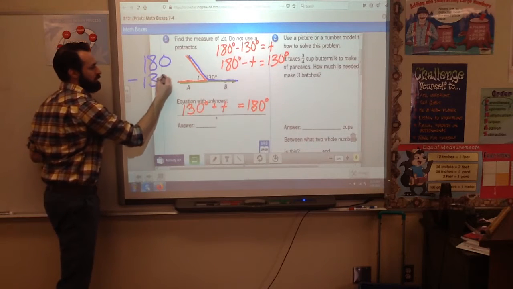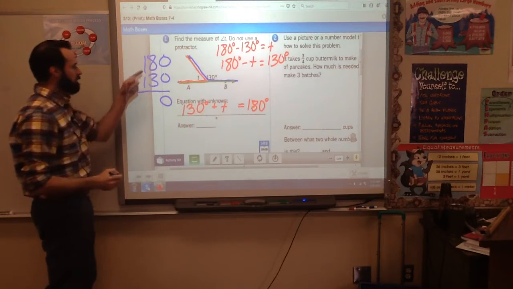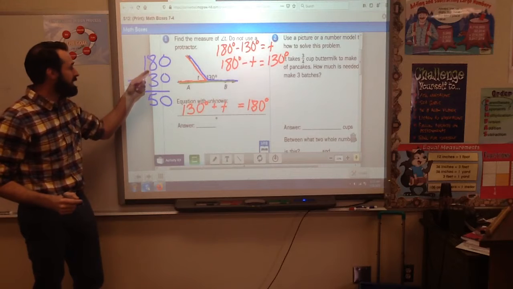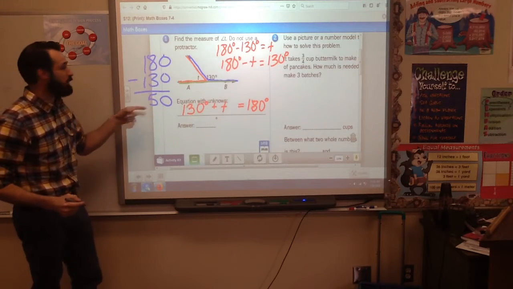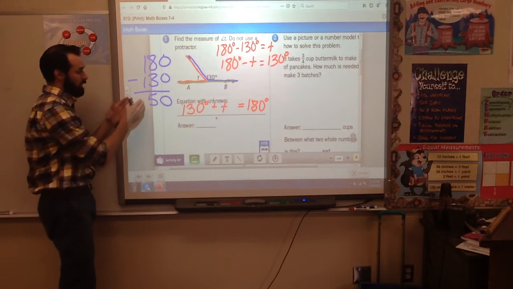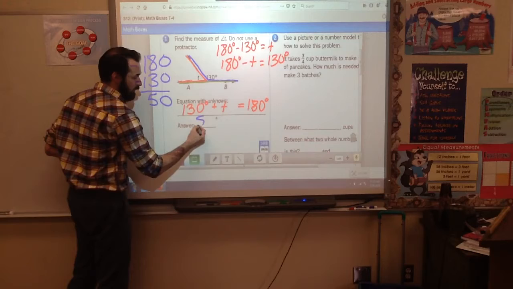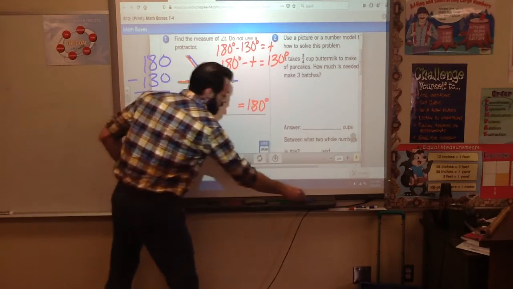If we go ahead and subtract 180 minus 130, 0 minus 0 would be 0. 8 minus 3 is 5, although we know it's not an 8 and a 3, it's an 80 and a 30, which gets you 50, because it's in your tens place. And 1 minus 1 is 0. I'm not going to put that 0 down. So the answer is t would equal 50 degrees on that one.